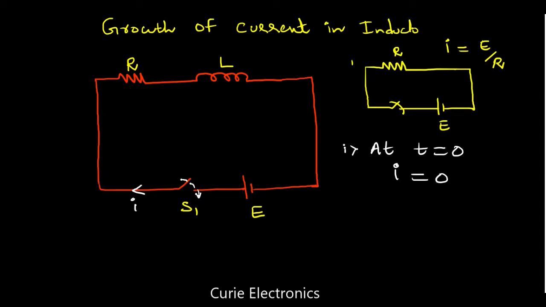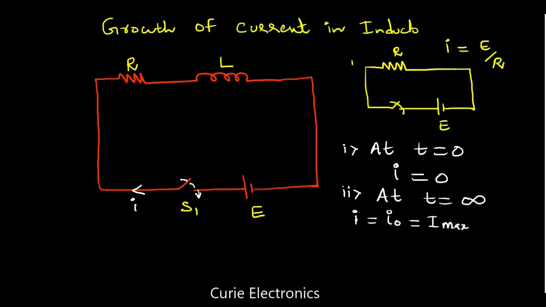Now what happens at t equal to infinity? The opposition of the inductor completes and it will act like a short circuit. This inductor just behaves like a short circuit. So the circuit current I equals I naught, that is equal to I max, the maximum current.